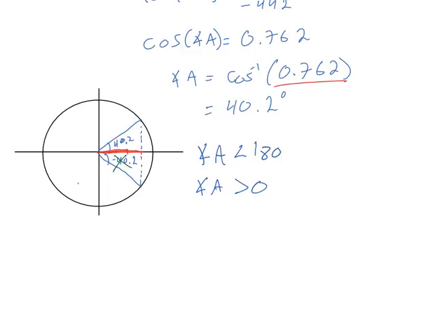In addition, we need to worry about going around again and again and again, but for the same reason, because A can't be more than 180, we can't go further than that far. And so we can't really go around again and again, and so there is only one solution, 40.2 degrees.